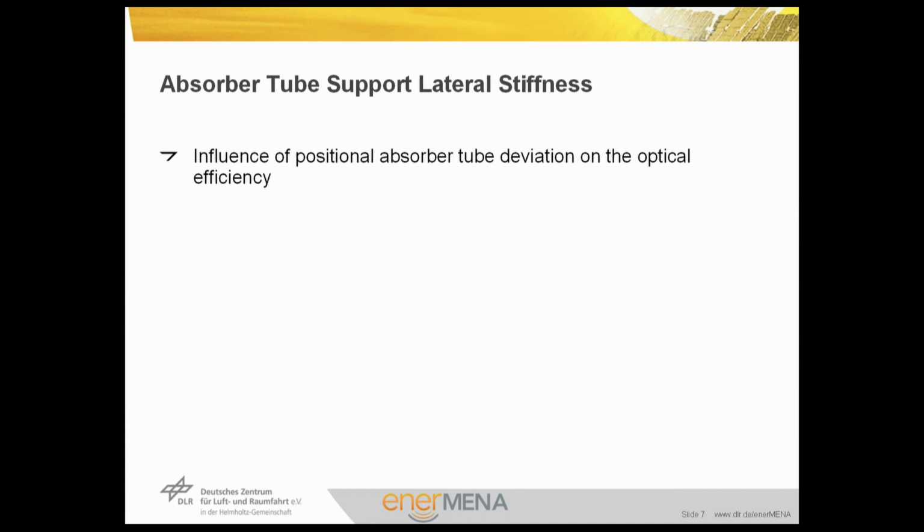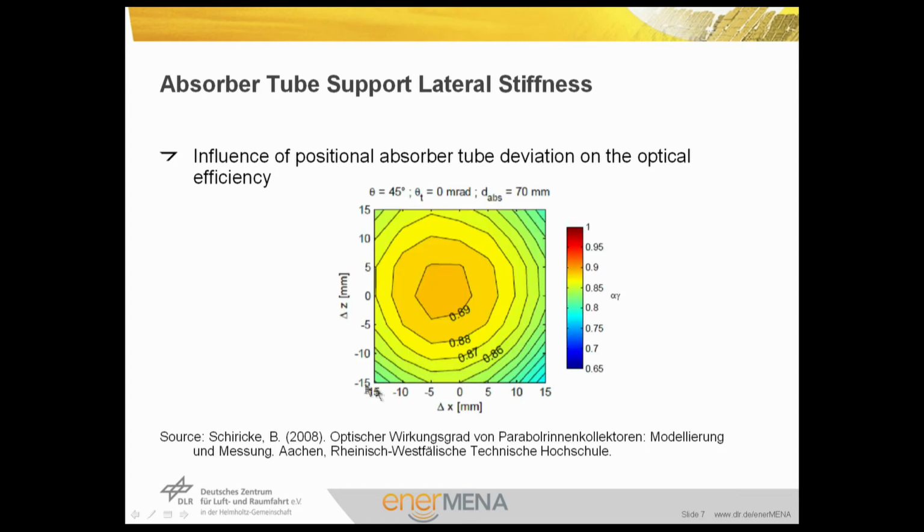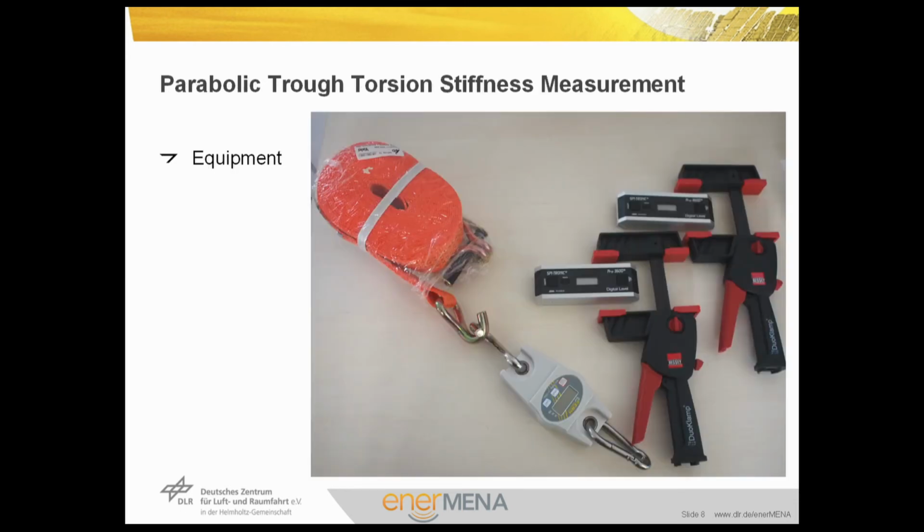To estimate the influence of the deviation of the absorber tube from the focal line, we have a graph which shows the height and lateral deviation of the absorber tube from its design position and the influence on the optical performance. We see here the measurement equipment which is required to measure the torsion stiffness of the parabolic trough. This consists mainly of 2 digital water levels and clamps to fix them to the structure, and we have wedge lashings and a force meter to apply and measure the torsion.